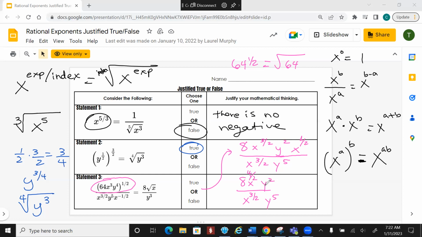Now we have something in the top, something in the bottom. So what are we going to do with the exponents? Subtract, right? So we got 4/2 minus 3/2. That's going to give me 1/2. And y to the second minus y to the 5th. That's going to give me y to the -3rd. So we're going to put that guy on the bottom. So is this the same thing as this?